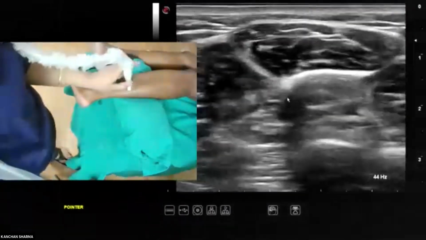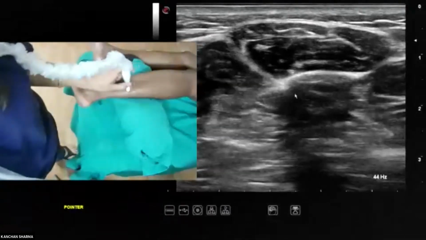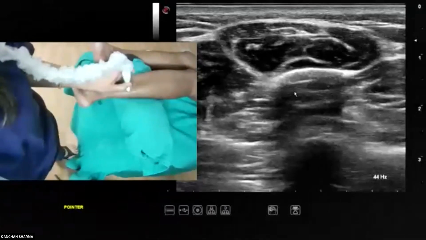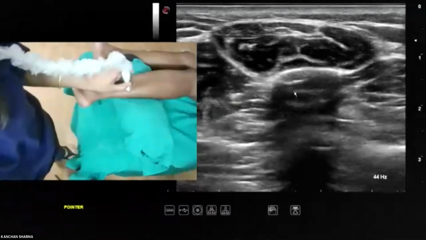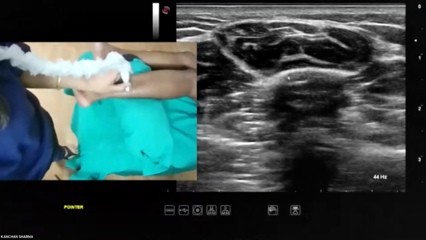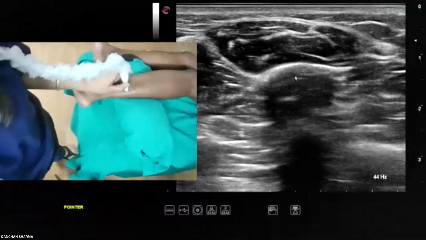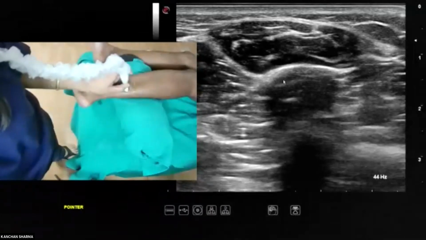You put your probe. What you need to just follow this, because this is the easiest way of going for an ATFL, and believe me, ATFL is the most rewarding thing. This is fibula. How can you remember this fibula? This is like the shark fin. So this is your fibula.